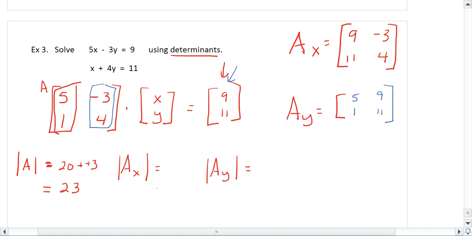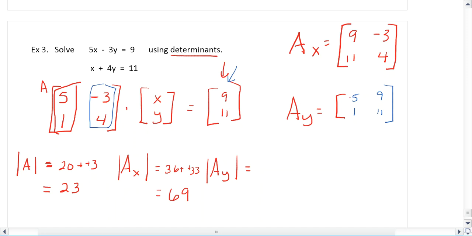Now we need to find the determinants of these two matrices. So first, the determinant of A sub x. 4 times 9 is 36, minus 11 times negative 3 is negative 33. So again, this double negative becomes positive. And 36 plus 33 is 69. So the determinant of A sub x is 69. Again, that's not our answer, but we're getting there.